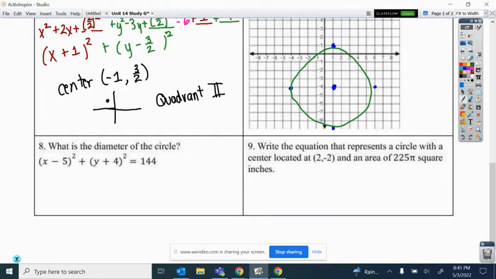In number 8, we are asked to find the diameter of the circle. So the diameter there is based on my radius. I know that the radius is the square root of 144. That tells me that my radius is 12. I've got to double that to get my diameter, which would be 24.